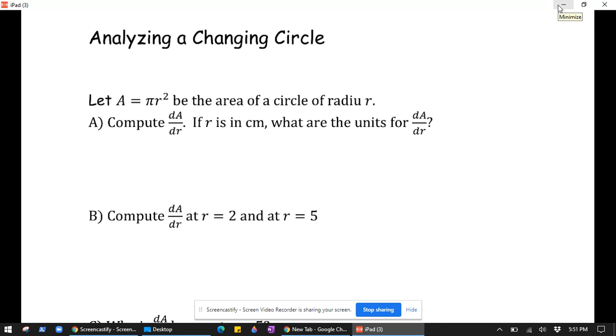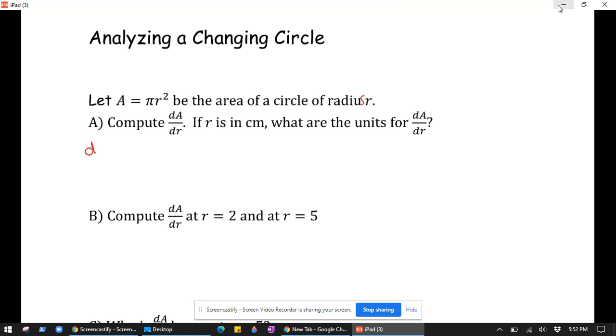All right, in this video, we're going to look at another rate of change, and we're going to talk a little bit about notation as well. So this says let A equal pi r squared be the area of a circle of radius r. Compute dA/dr. So let's do that first.